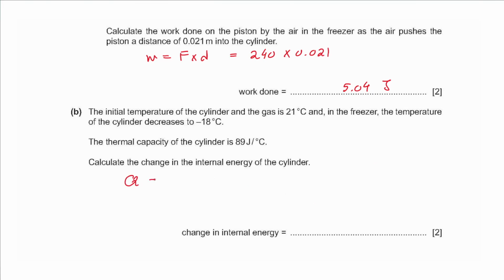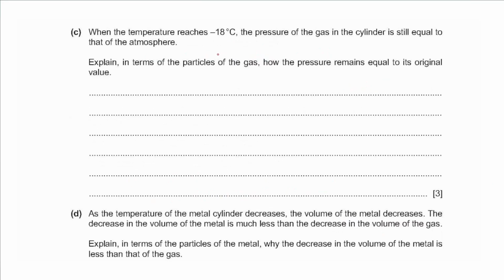So we can use Q is equal to C delta theta, the thermal capacity by the change in temperature. The thermal capacity is 89 and the change in temperature is the difference between 21 and negative 18, so minus negative 18, it's like plus 18. That gives an answer of 3,471, which we can approximate to 3,470 joules.